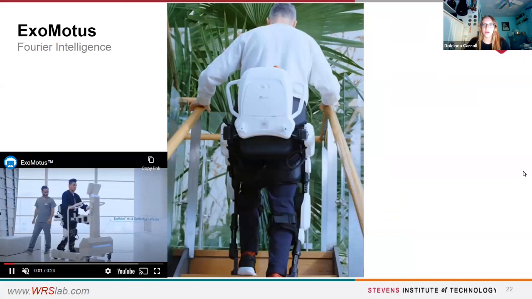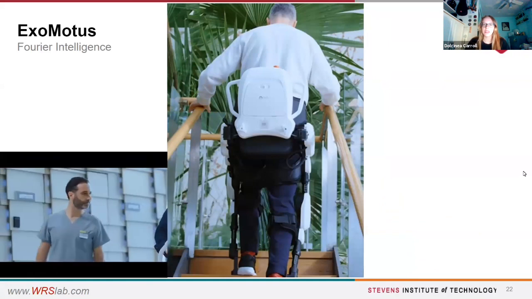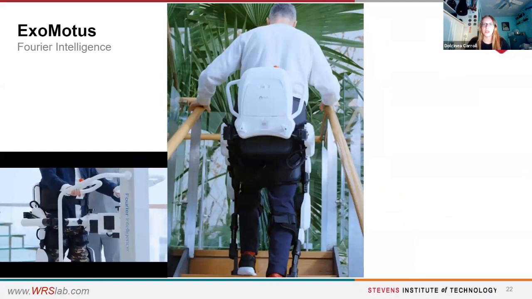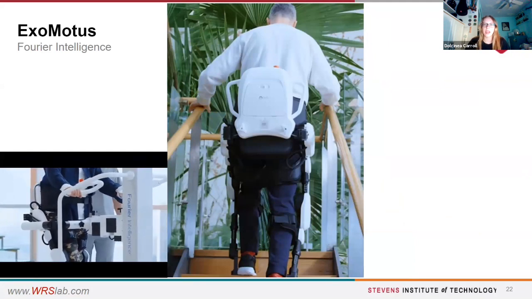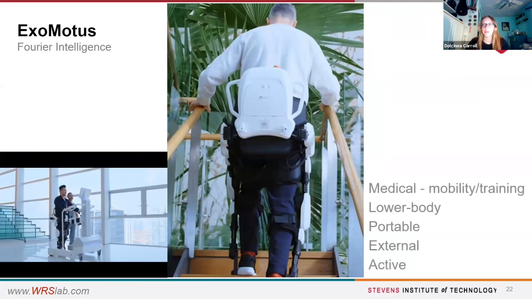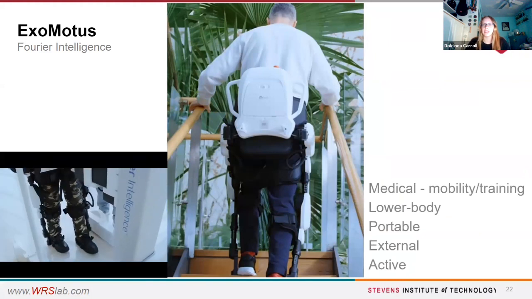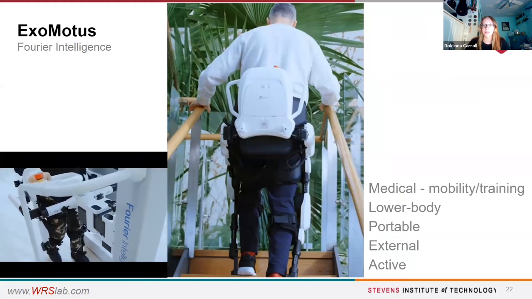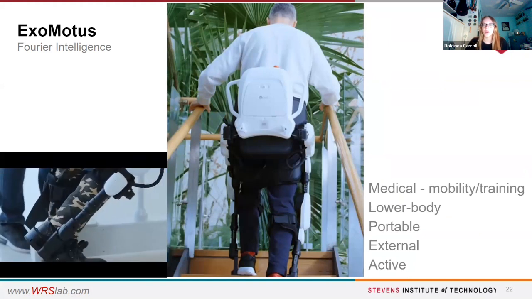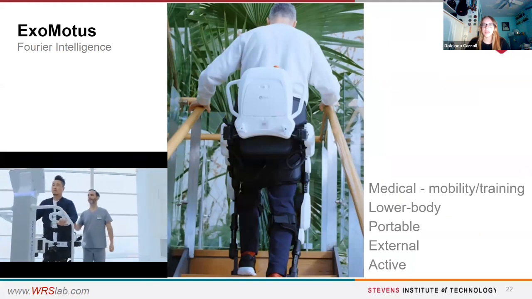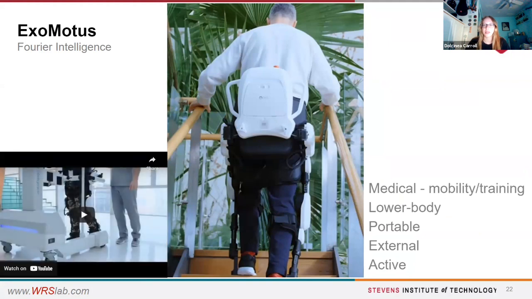Here is the Exomotus. The Exomotus is an exoskeleton to help with safe walking and retraining. For these reasons, the Exomotus has medical applications. In the medical field, it falls under both a mobility aid and a rehabilitation device. As its focus is walking, it is a lower body device. It has no fixed location, so we can safely classify this as a portable device.